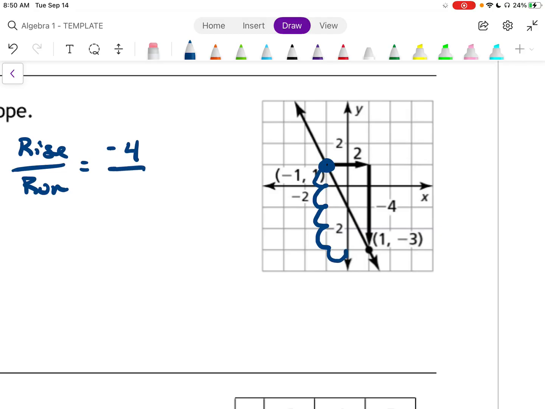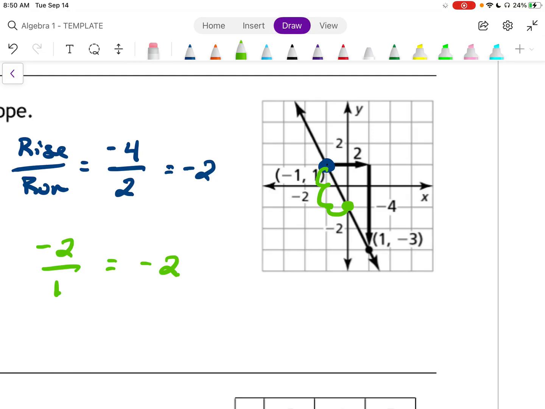And then how far does it run? It runs 2 spots. So this is going to be -2 whenever I simplify that. Now we could see that there's also another point on here that I could have used, this point right there. If I were to use it, I would go down 2 and right 1, which would also give me -2.